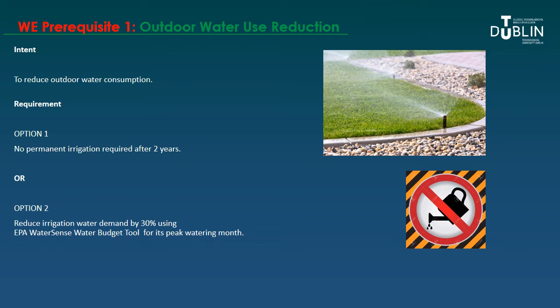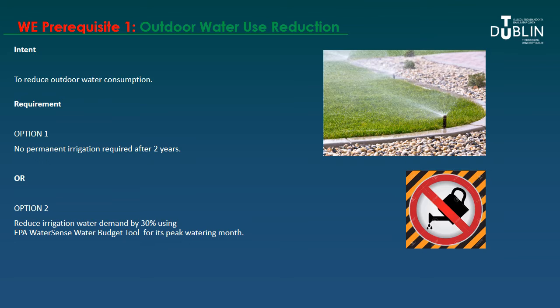The first prerequisite is to do with outdoor water use reduction. It's very simple. The intent and the aim is to reduce outdoor water consumption. Remember, this comes from the US, where this is more of an issue than maybe in Ireland. We don't tend to, unless it's a public space or something, irrigate outdoor spaces, and also we don't particularly have the need to with our climate.